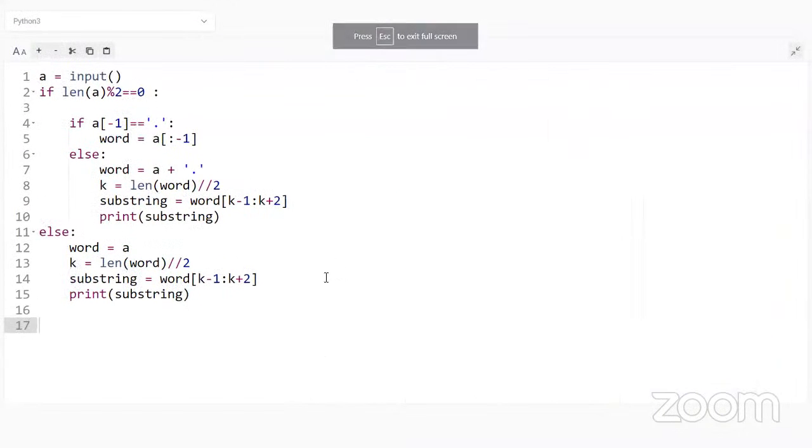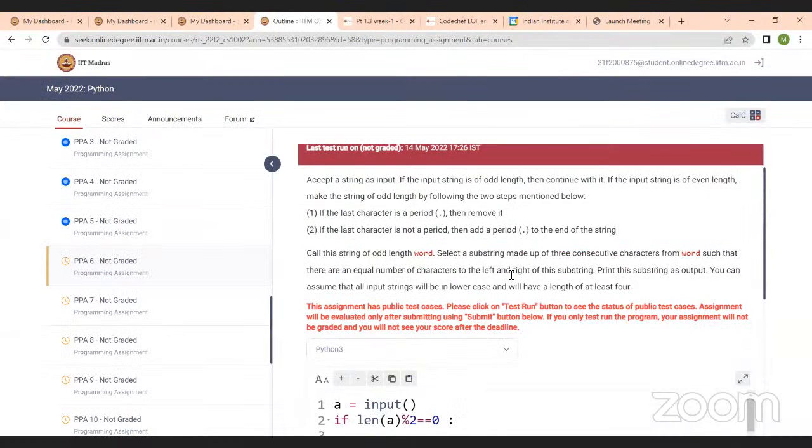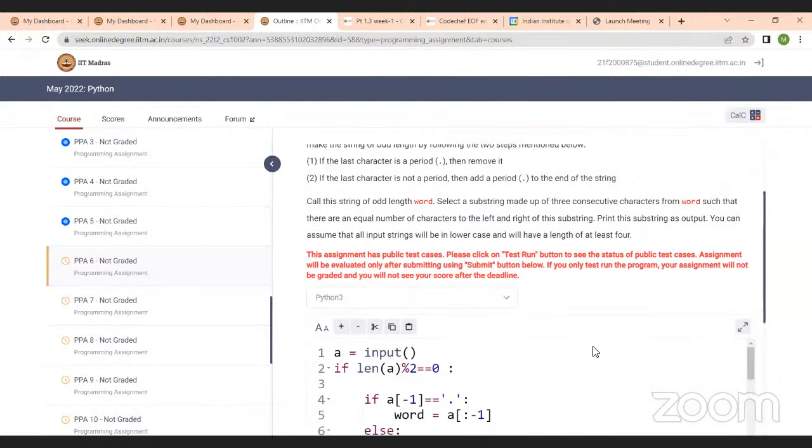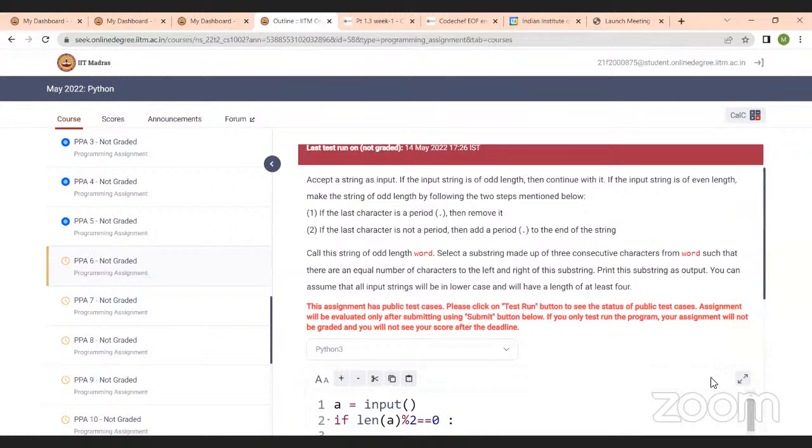No, just go to the question statement. I need to look at what PPS is. If the input string is of odd length, then continue with it. If the input is of even length, then make the string of odd length by following two steps. Form a string of odd length word. Select a substring made of 3 consecutive characters from word, such that there are an equal number of characters on the left and right of this. Okay, fine.